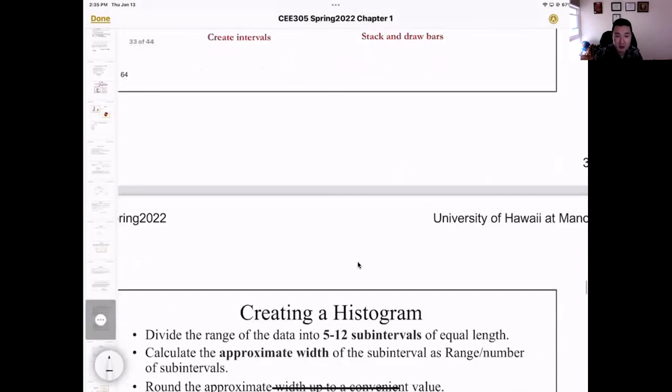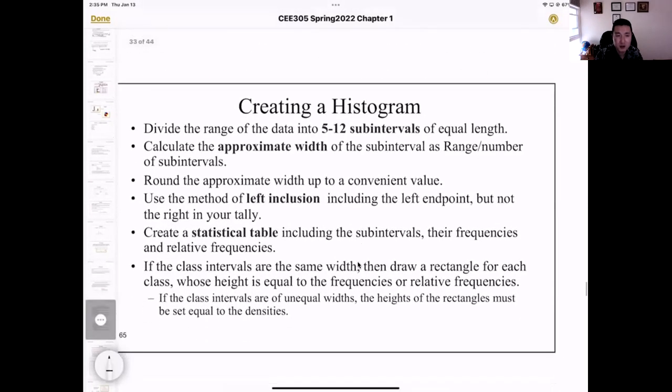And here shows the steps how to create a histogram. It's actually pretty straightforward. We'll show an example how to do that step by step. Let's review the steps first.